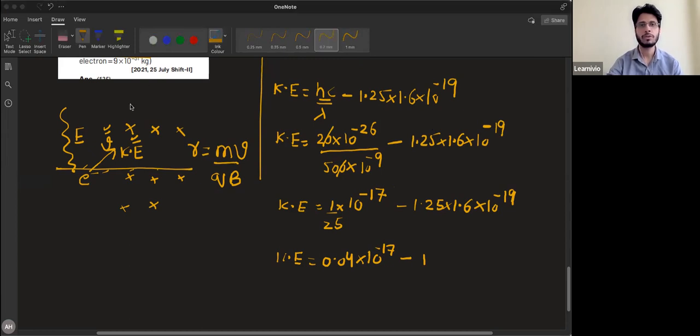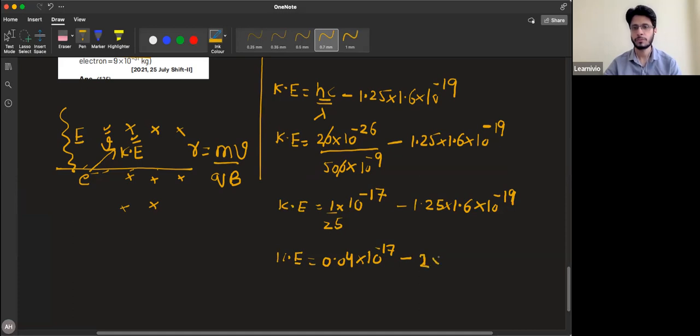1.25 into 1.6 into 1, so it's 2 into 10 raised to the power minus 19. So if I solve it here, 0.04 means 4 into 10 raised to the power minus 2, means this is 4 into 10 raised to the power minus 19, minus 2 into 10 raised to the power minus 19. So it comes out to be 2 into 10 raised to the power minus 19.